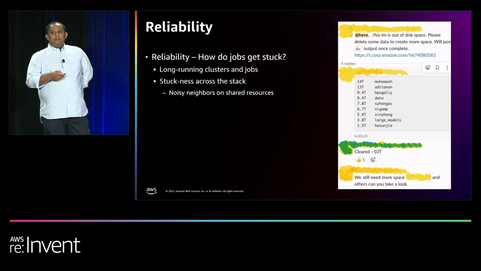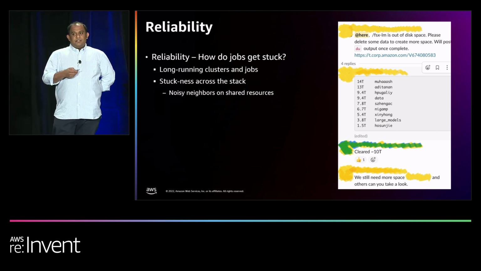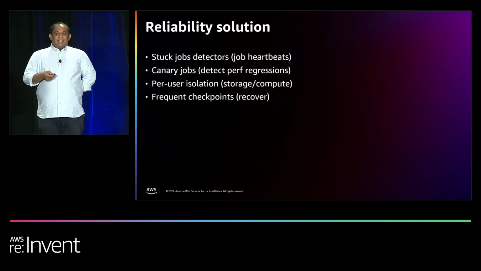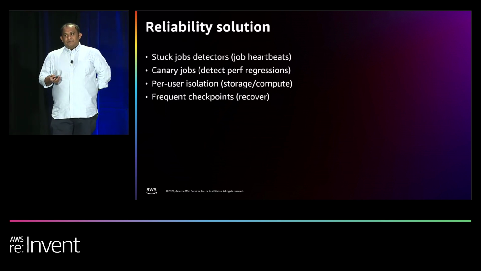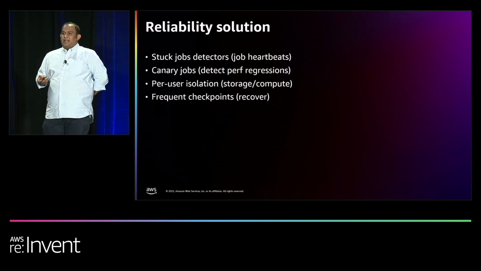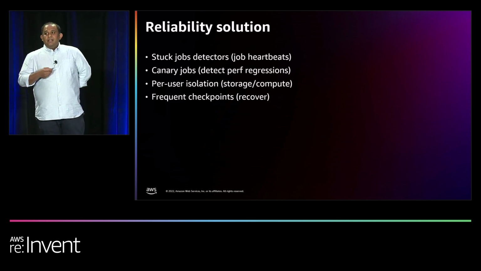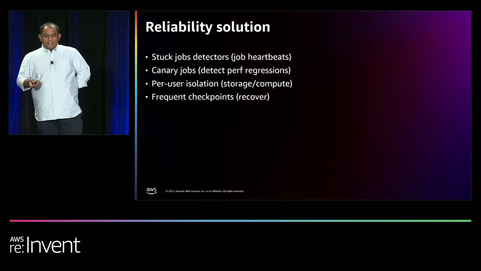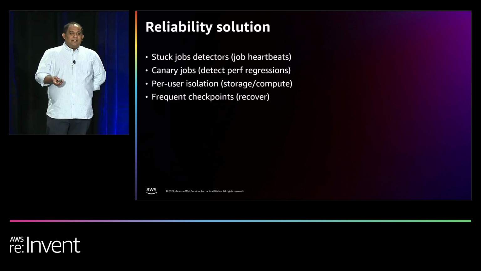And when you want to build up the reliability of this infrastructure on AWS, what did we do? We went back to the olden days where the high-performance computing systems were built and deployed. We took the learnings from those systems and built four different pillars. One is called stuck job detectors. So what does a stuck job detector do?